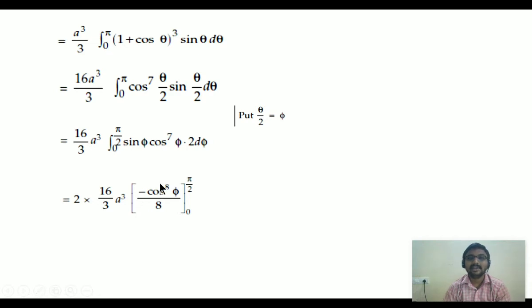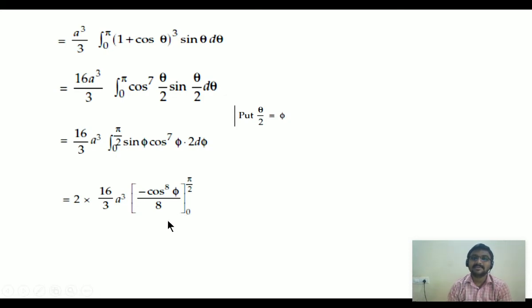Now we have a known formula. The formula is the integral of f of x whole power n into f dash of x dx is f of x whole power n plus 1 by n plus 1. So using the formula with cos power 7, 7 plus 1 is 8, whole by 7 plus 1, 8. So the required result is negative cos power 8 phi by 8.